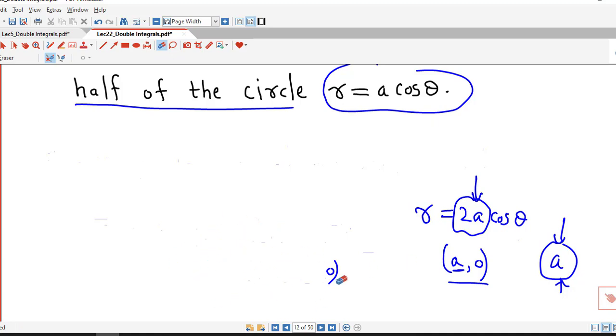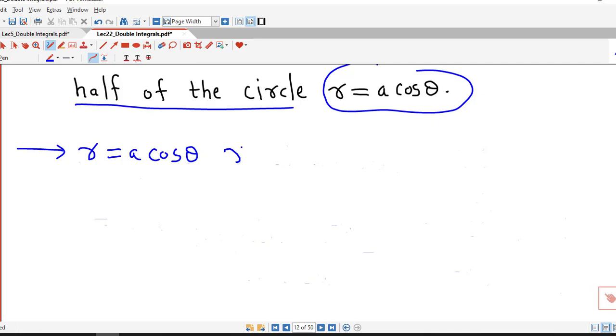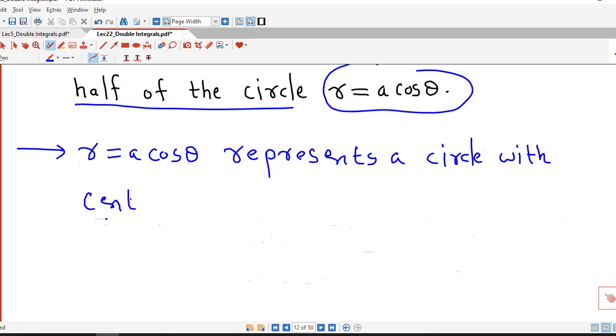So here r equal to a cos theta represents a circle with center a by 2 comma 0 and radius a by 2.